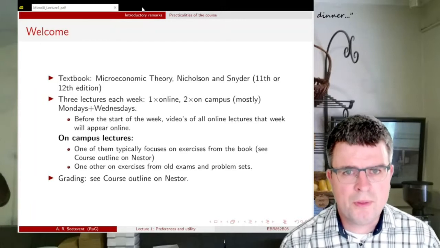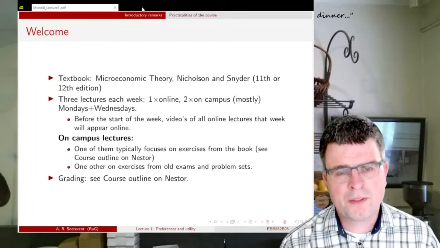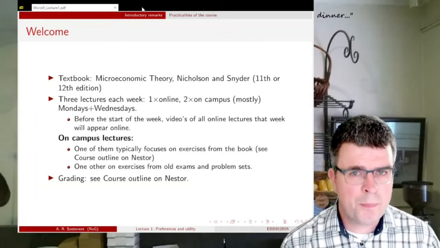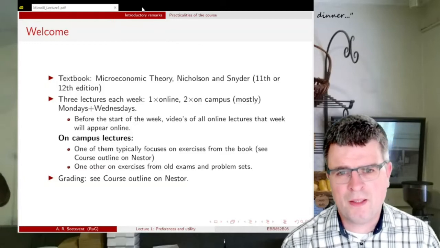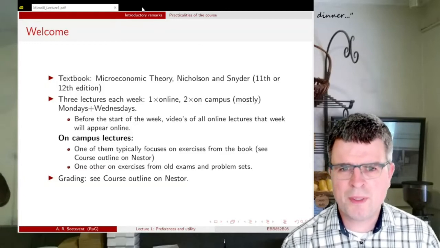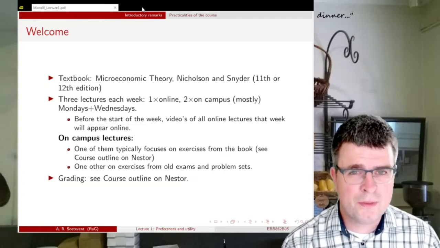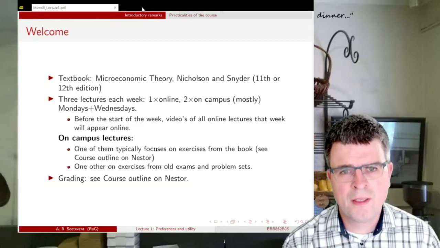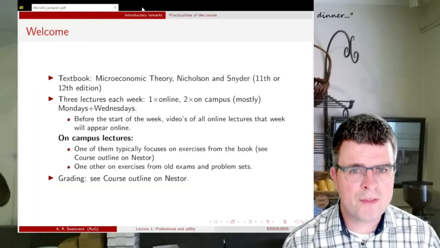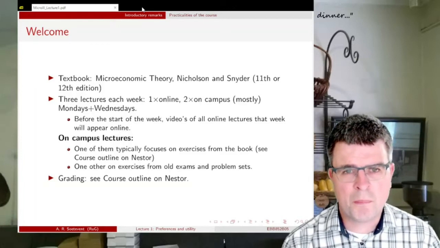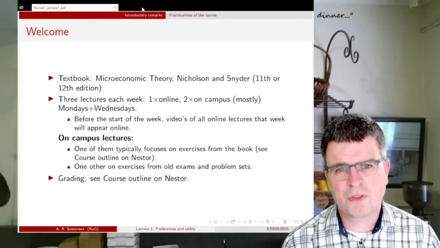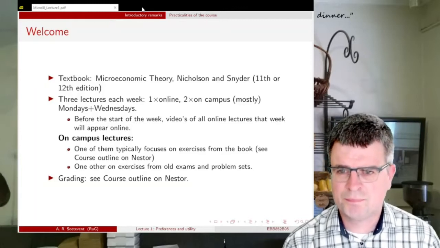So the textbook that we will use in this course is Microeconomic Theory by Schneider and Nicholson. I hope you already have a copy of the book. If not, it's findable everywhere. Currently, the book has the 12th edition, but there are a lot of copies around of the 11th edition, so you may find them at an affordable price second-hand. It's not a problem if you have the 11th edition, because it's more or less similar to the 12th edition. Maybe you will find that some numbers of the exercises are slightly different.